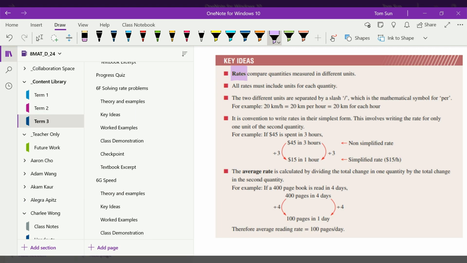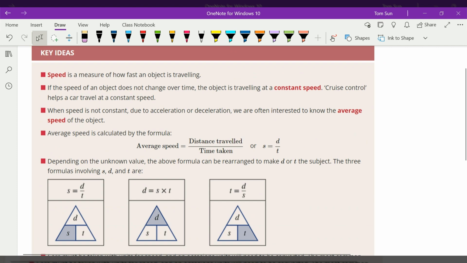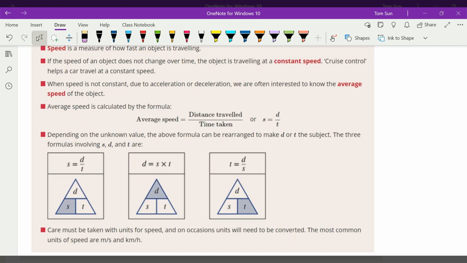It is a rate that is used a lot, with a lot of different applications. Basically, speed is just a measure of how fast an object is traveling, which makes sense. It's something we all really know already, and we may have been exposed in the past to the speed, distance, time triangle. This triangle helps us understand the relationship between speed, distance, and time.